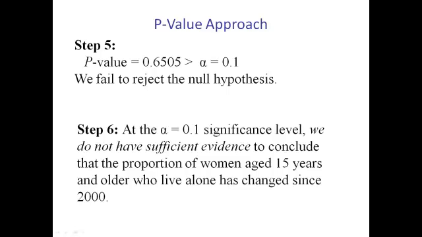Next, step 5, we compare the p-value to alpha. Since our p-value of 0.6505 is greater than alpha of 0.1, we fail to reject the null hypothesis. And so in step 6, we say, at the alpha equals 0.1 significance level, we do not have sufficient evidence to conclude that the proportion of women aged 15 years and older who live alone has changed since the year 2000.